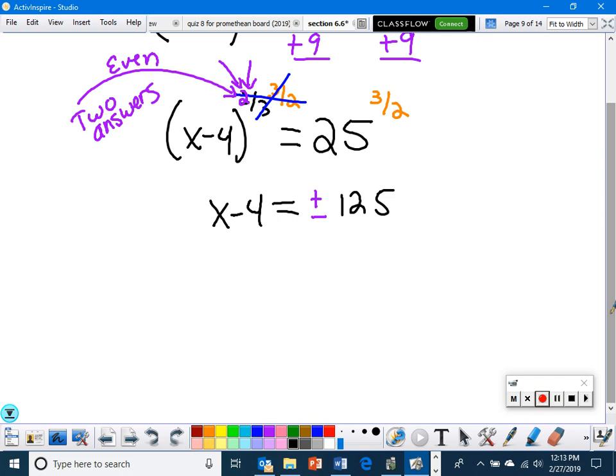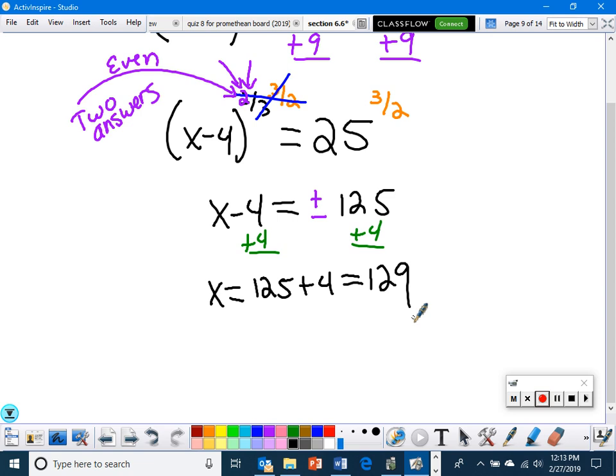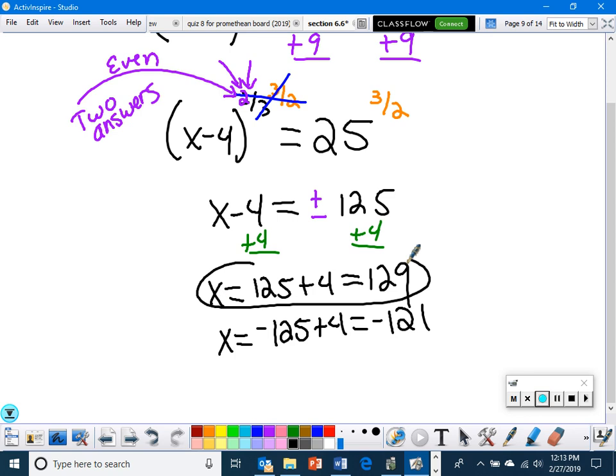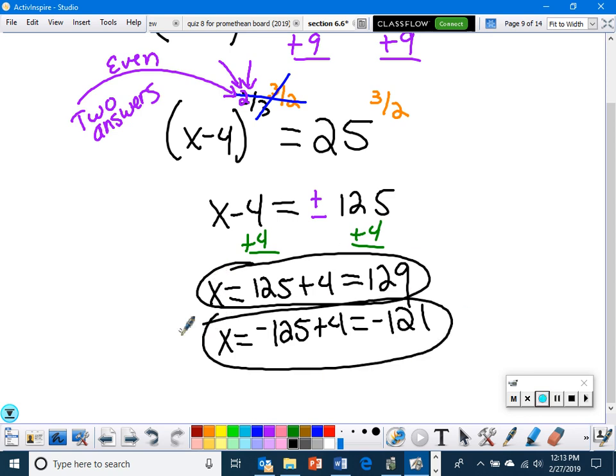Two answers. Now we're going to add 4. One answer is positive 125 plus 4, which is 129. The other answer is negative 125 plus 4, which is negative 121. So both of these are the answers. If you go back and check them, plugging them back into the problem, they would both work.